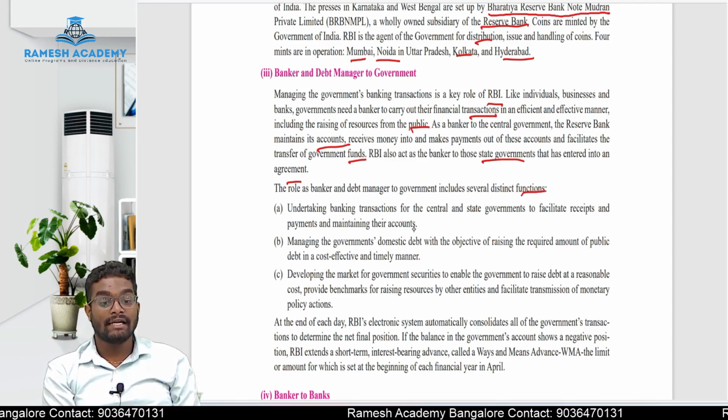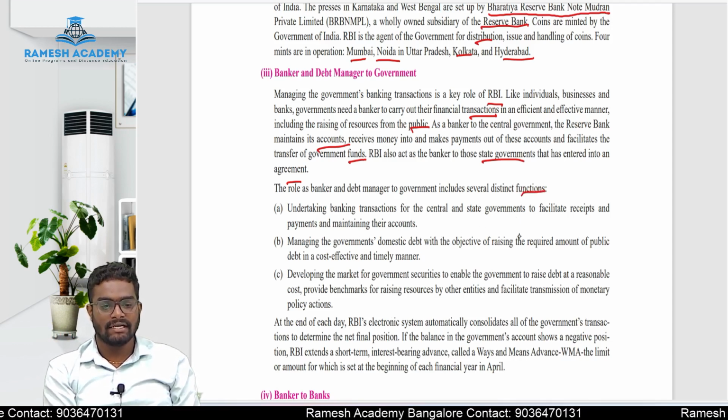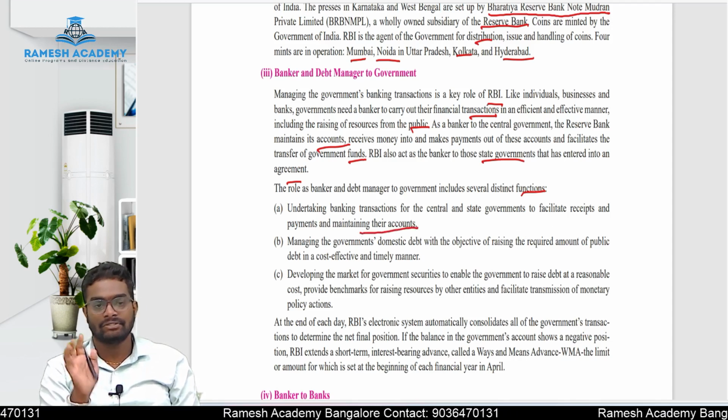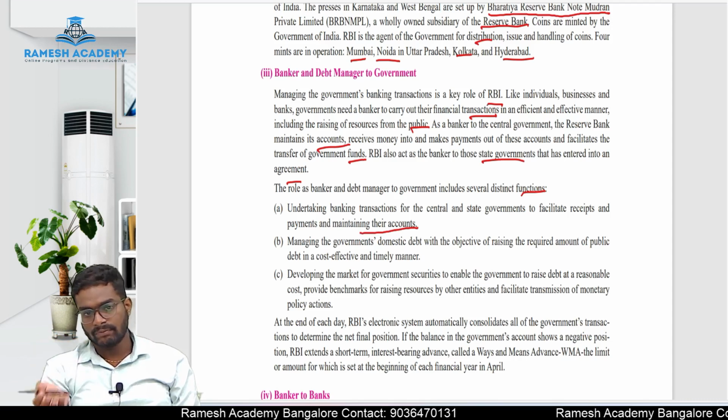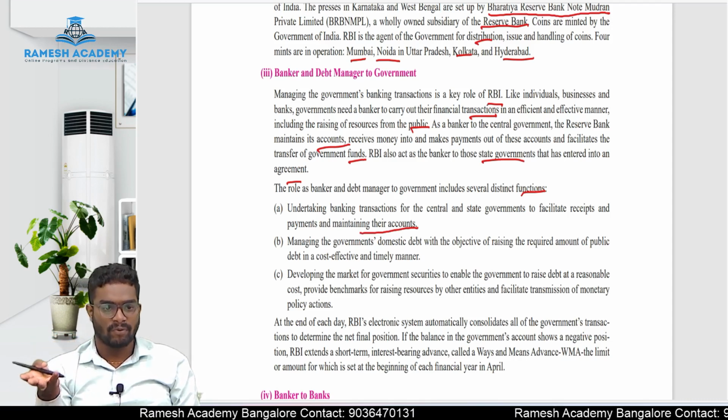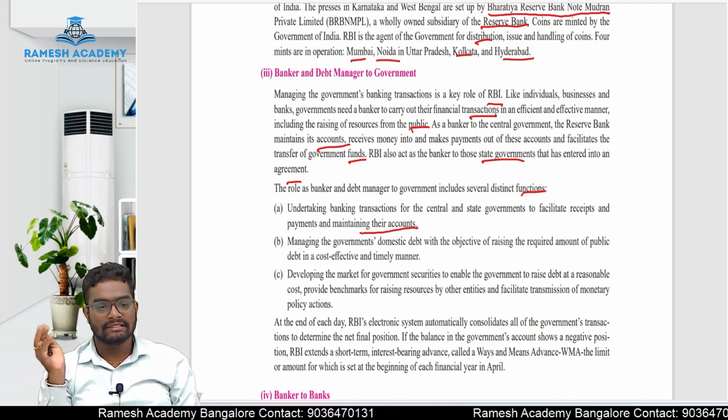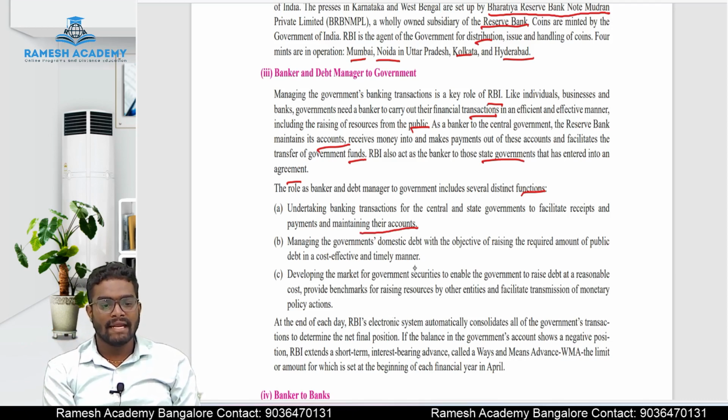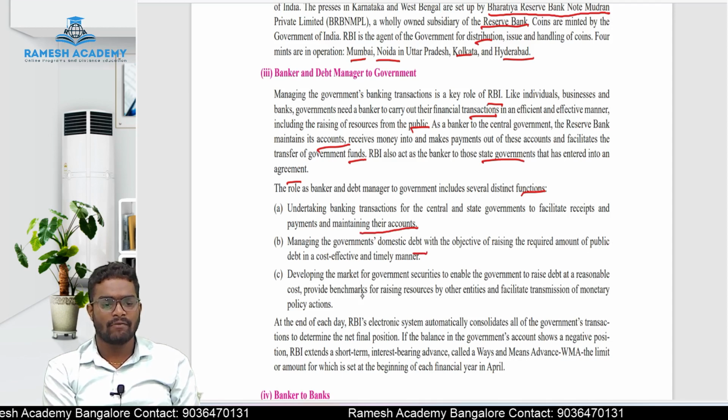First one, undertaking banking transactions for the central and state governments to facilitate receipts and payments and maintaining the accounts. As I told, government will collect tax from the citizens and give facilities in the form of pension, subsidy, etc. Managing the government's domestic debt with the objective of raising the required amount of public debt in a cost effective and timely manner.